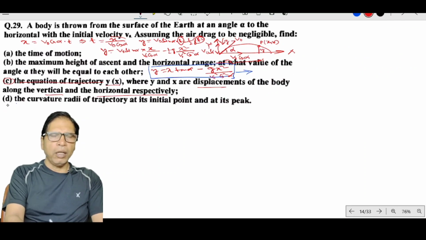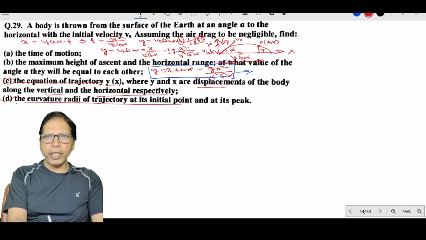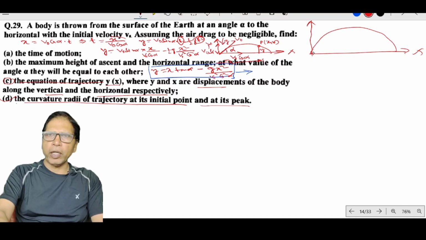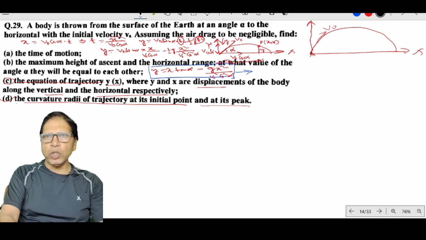Okay. Now the fourth question: the radii of curvature of the trajectory at the initial point and its peak point. Now look at this. This is the x-axis, this is the y-axis, and this is the equation of trajectory. Now we have to calculate the radius of curvature at the initial point. At the initial point, the velocity is V naught. Now, acceleration due to gravity g is in the downward direction.